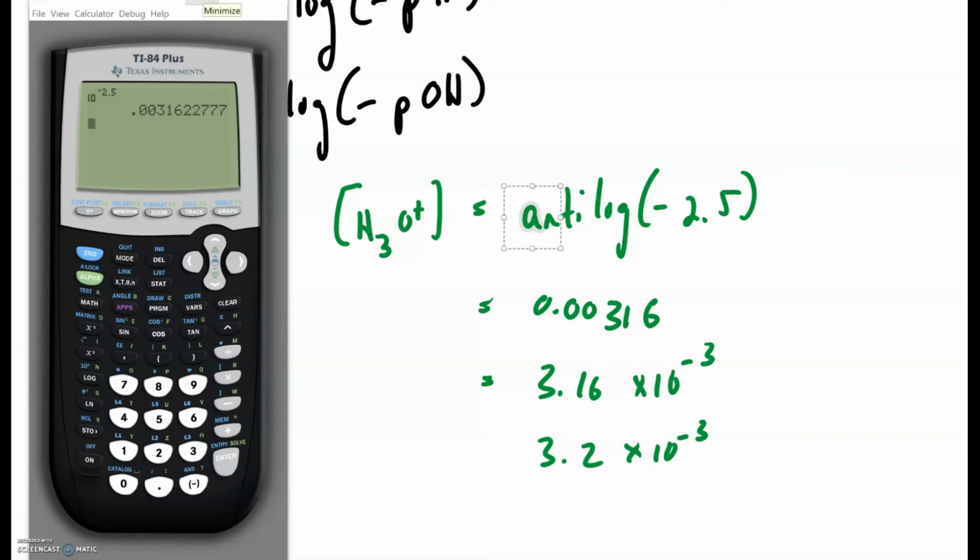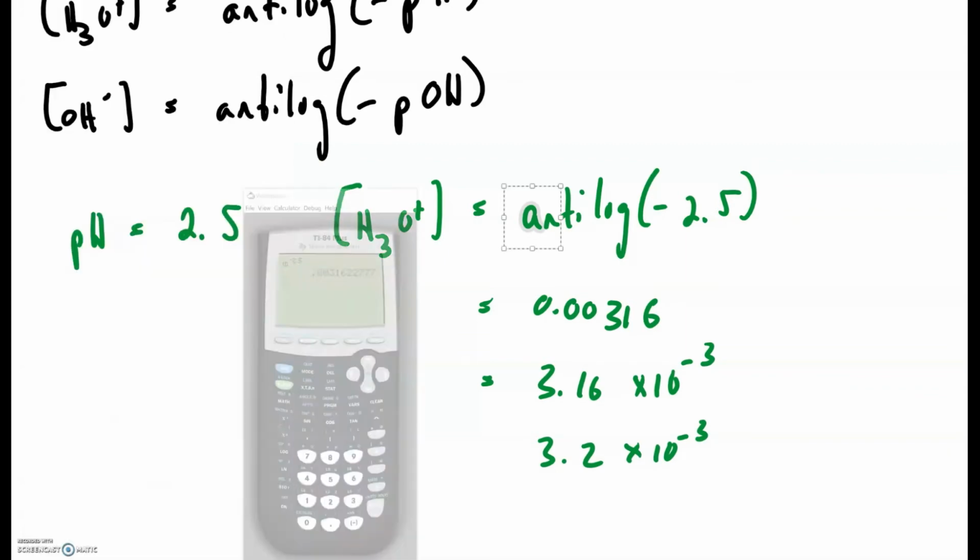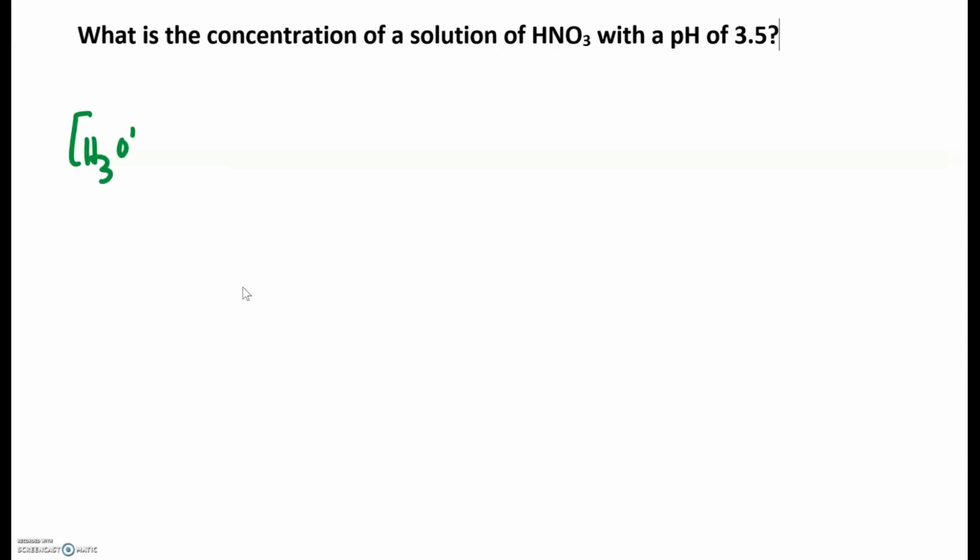Okay, let's try the kind of question you could expect. Here's the kind of question you can expect me to ask. It says, what is the concentration of a solution of HNO3 with a pH of 3.5? So a couple things that we could do. We could start off by finding the H plus, or we could start off by dissociating the HNO3. Either step, it doesn't matter what order we do it. I'm going to start off by finding the concentration of H3O plus.